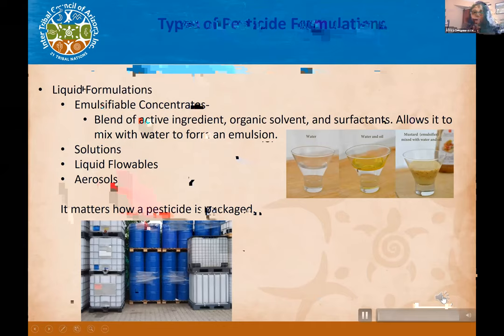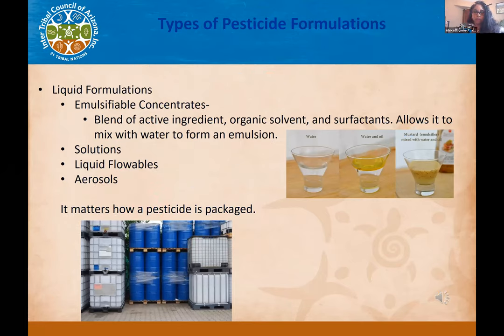Types of pesticide formulations. Common liquid formulations are emulsifiable concentrate, which is E or EC. EC formulations usually contain an oil-soluble liquid active ingredient, a petroleum-based solvent, and an emulsifier, which is a mixing agent. The emulsifier allows the active ingredient in the solvent to mix with water. These form an emulsion. ECs are versatile formulations that can be applied with many types of sprayers.